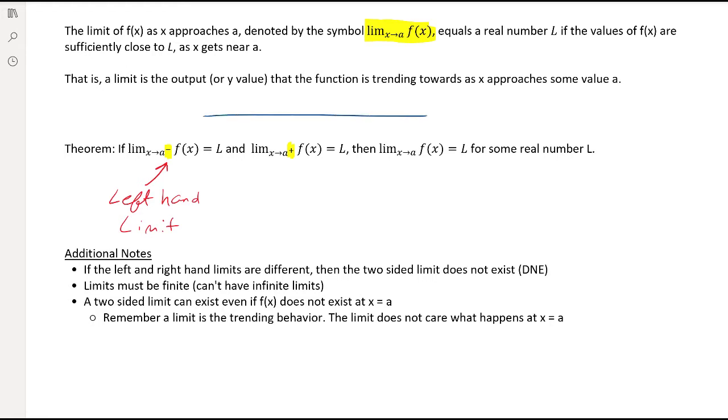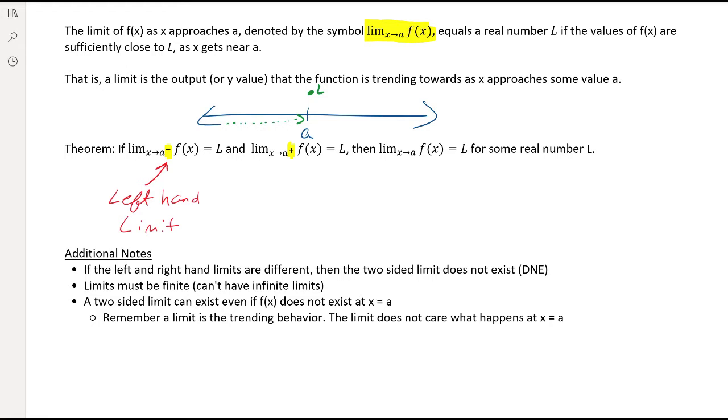So let's say we have a number line. Okay? And let's say we have a on that number line. What we're saying is that there are different ways that we can approach that value of a. What I'm saying is if we approach from the left, what we're saying is we're getting closer and closer to a, but we're looking at x values that are slightly smaller than a. That's what that means when you approach from the left. So if we approach a from the left and we get some output value, or y value of L, okay?